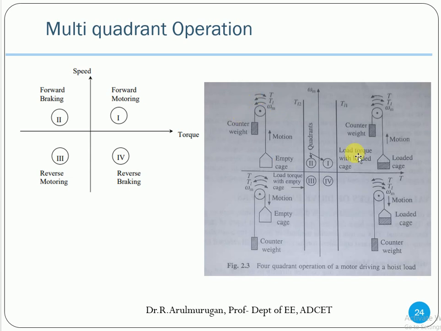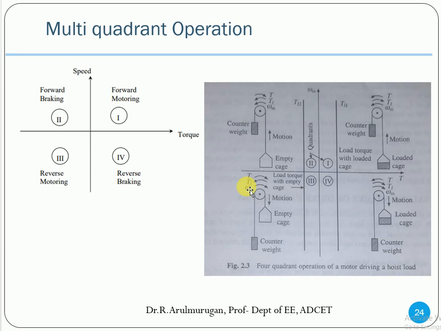Where is the load? This is the load, so the direction is clockwise, toward the load side. Here, where is the load? Due to the empty cage, the counterweight is the load, so you draw anti-clockwise.